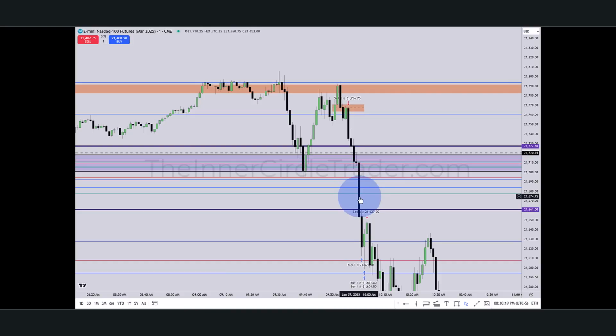That's indicating the market's extremely heavy. So look for lower prices. So we can see that the market does in fact offer my 21,640 and it pushed down there aggressively. And with slippage, 21,630.